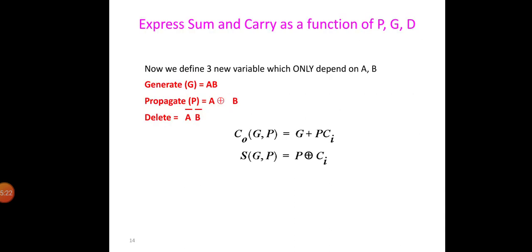So we can rewrite the equations. Co of G comma P is equal to G plus P Ci, and S of G comma P is equal to P exclusive-OR Ci. And you can notice that G and P are only functions of A and B and are not dependent upon Ci. In a similar way, we can also derive the expressions for S of D comma P and Co of D comma P.